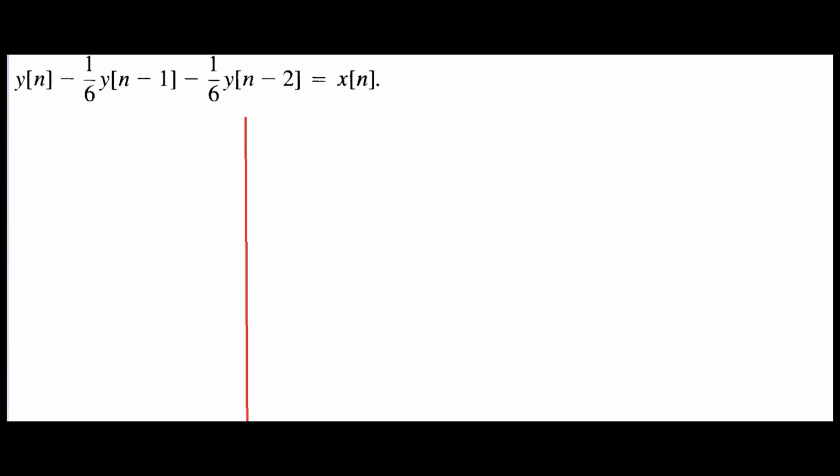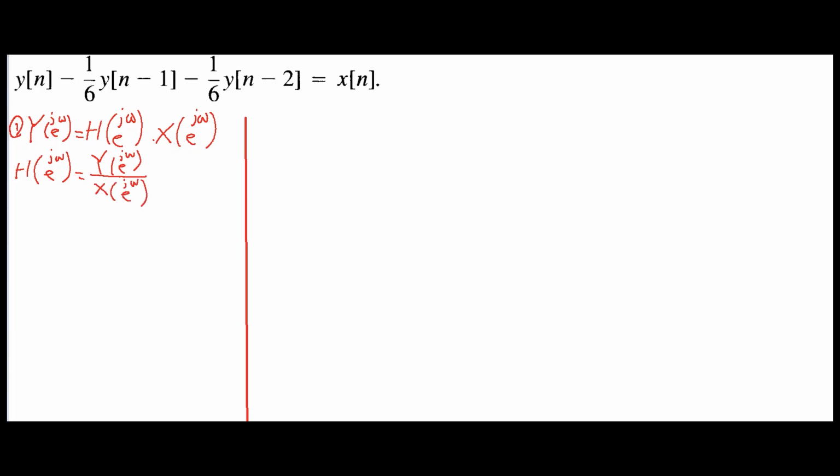In part A, we are asked to find the frequency response of the system. To do this, we first need to review a few key points. The first point is that for an LTI system, the Fourier transform of the output is equal to the frequency response multiplied by the Fourier transform of the input. Therefore, the frequency response of an LTI system is equal to the Fourier transform of the output divided by the Fourier transform of the input.